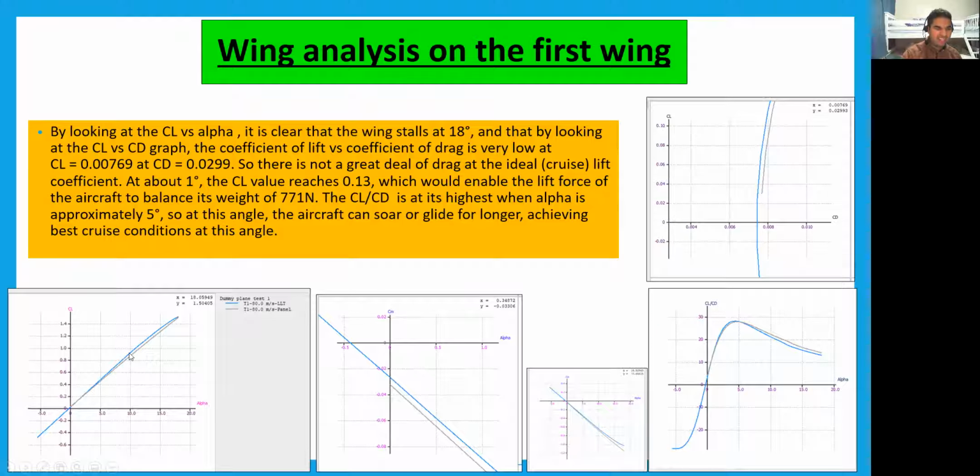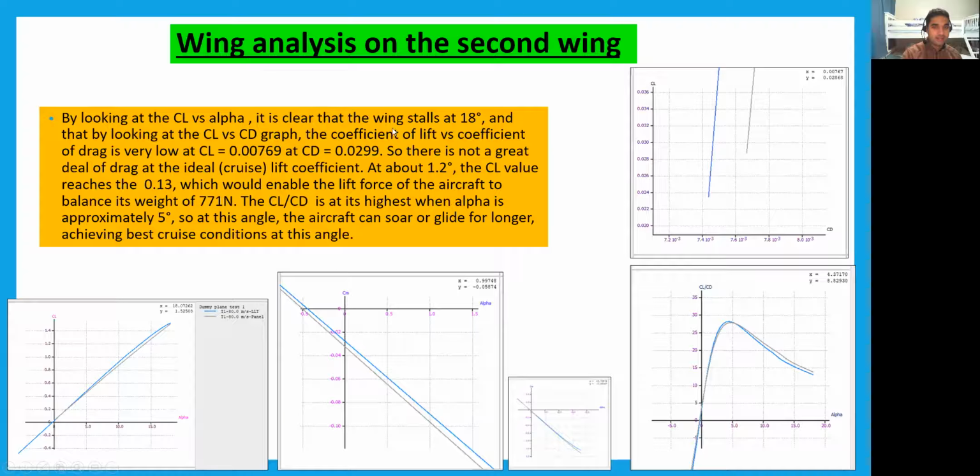At about 1 degree, the CL reaches a value of 0.13, which would enable the lift force of the aircraft to balance its weight, which is 771 newtons. The CL over CD is at its highest when alpha equals approximately 5 degrees. So at this angle, the aircraft can soar or glide for longer, achieving best cruise conditions.